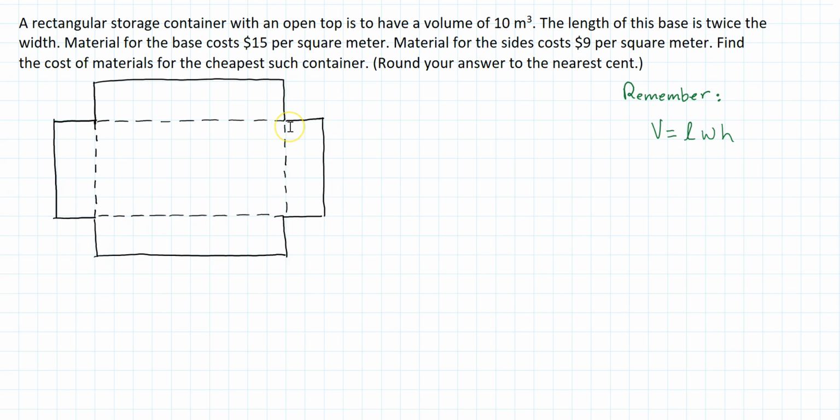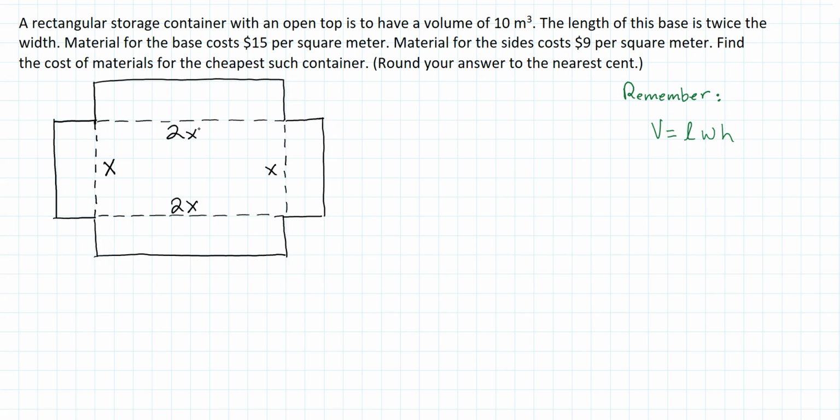So let's go ahead and label this based on the information that they're giving us in the problem. They're telling us that the length of the base is twice the width. So if I make the width of my base be x, then the length is going to be 2x. It's twice as long. So I'll go ahead and label all of those. Those dotted lines along my base, those are x and 2x.